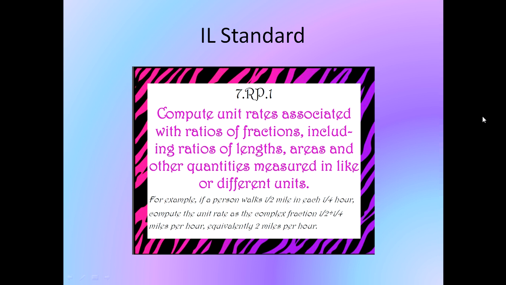The Illinois state standard that this unit is based off of is 7.RP.1, compute unit rates associated with ratios of fractions, including ratios of lengths, areas, and other quantities measured in like or different units.